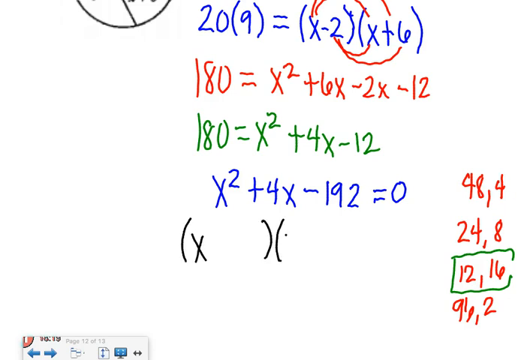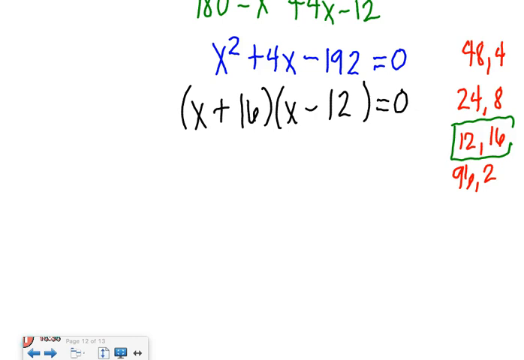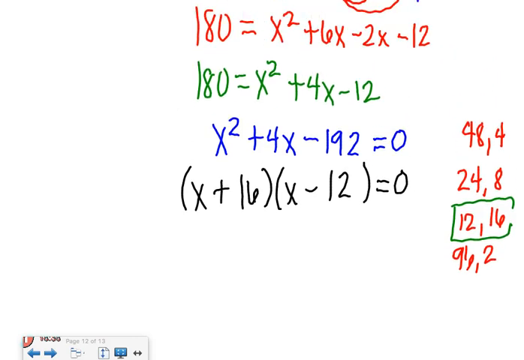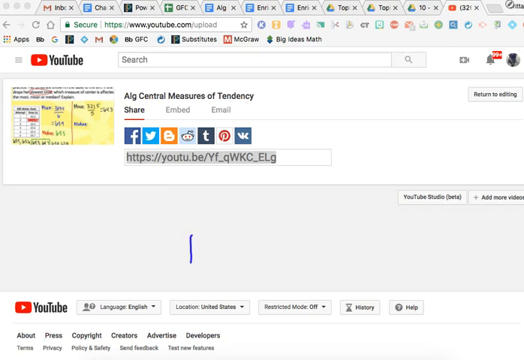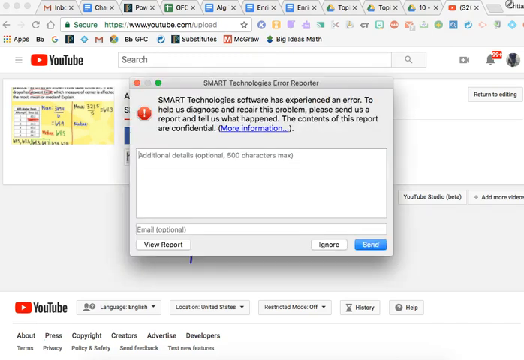What are my signs going to be? Plus, minus. Which one gets to be the plus? 16. Now what do we do from here? x plus 16 equals 0. Good job. x minus 12 equals 0. x equals 12.